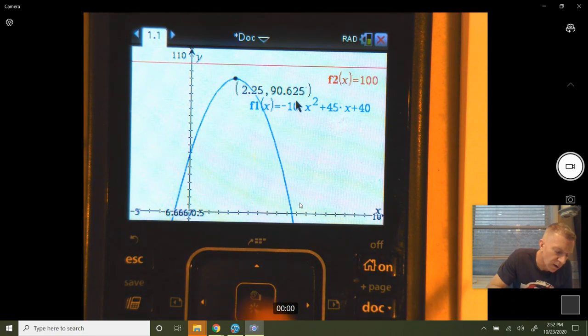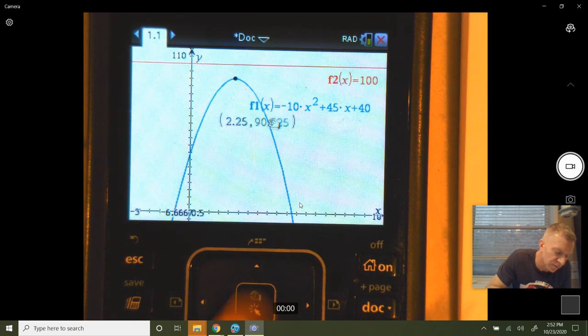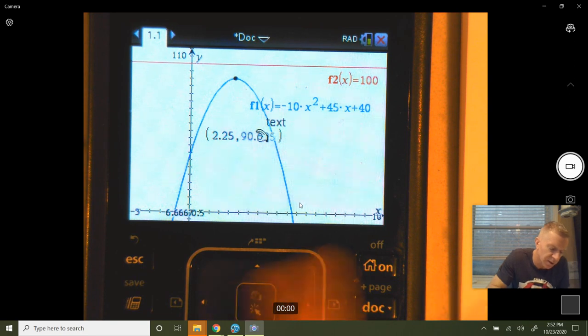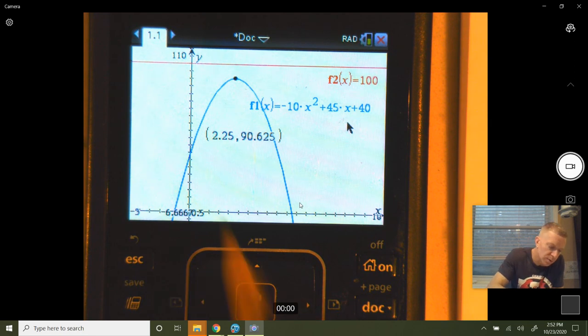And there's our vertex, 2.25 hours, so 2 hours and 15 minutes, will get her a score of 90.625. Okay, so 2.25 comma 90.625. Okay, so how long must she study? 2 hours and 15 minutes. That's 1/4, 0.25 of an hour.